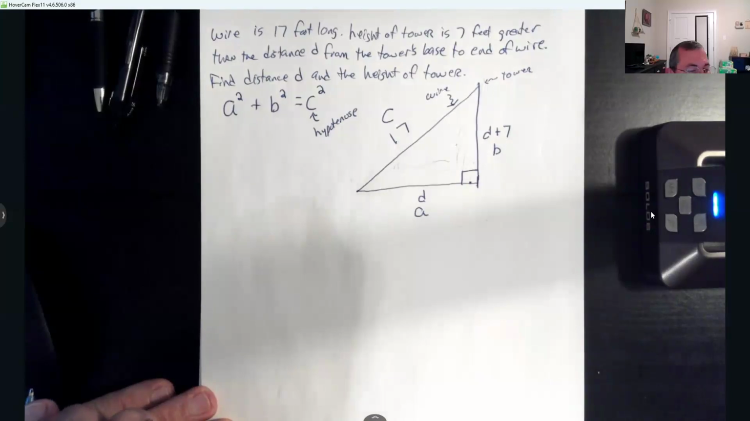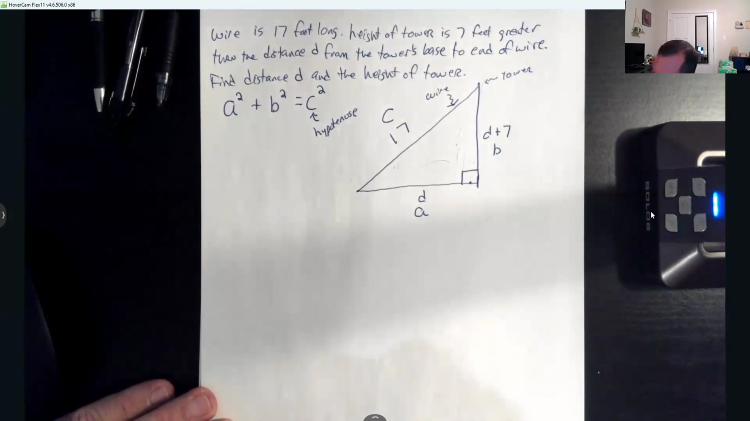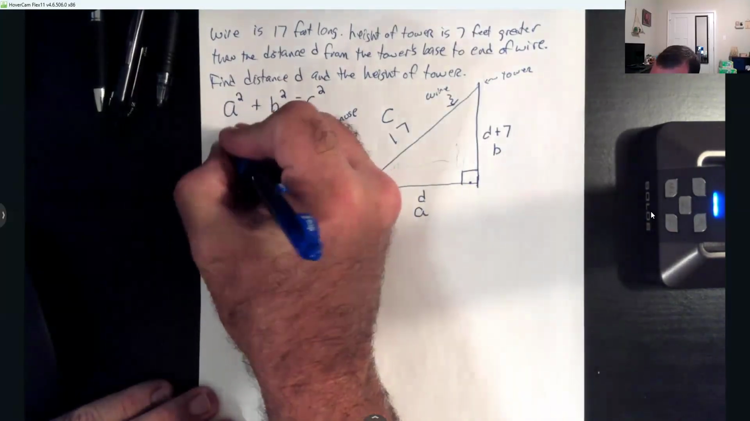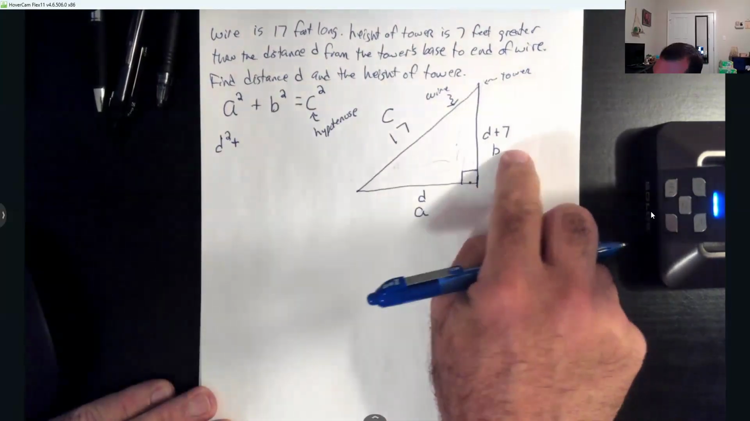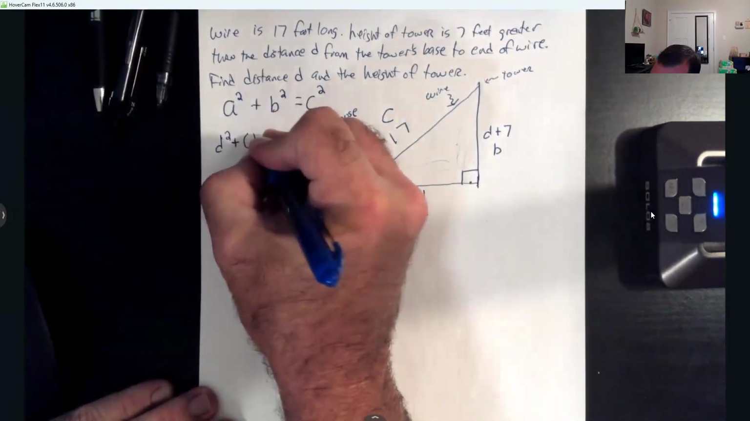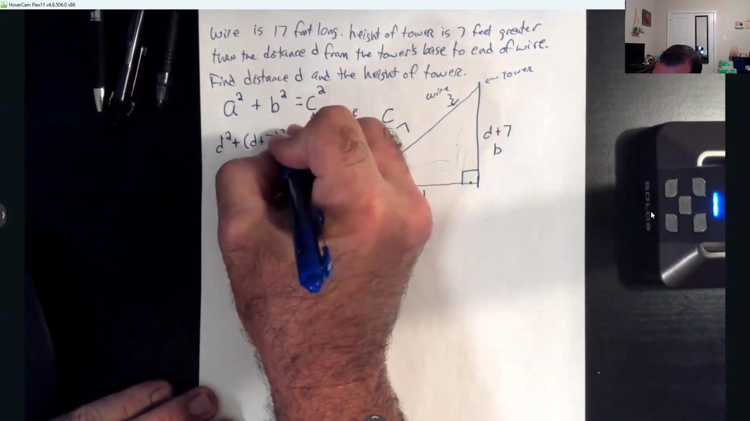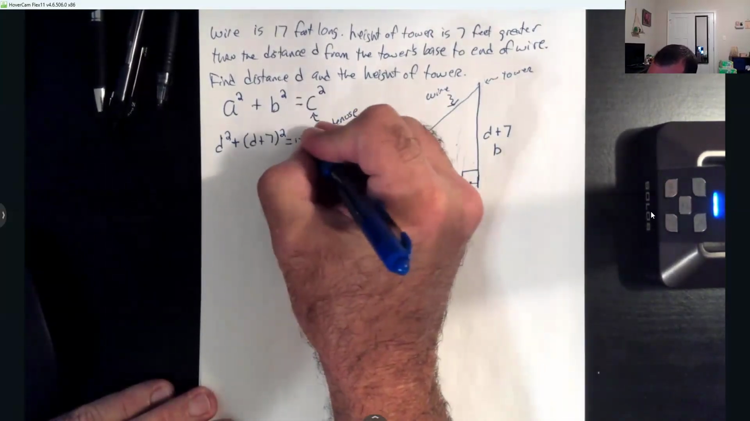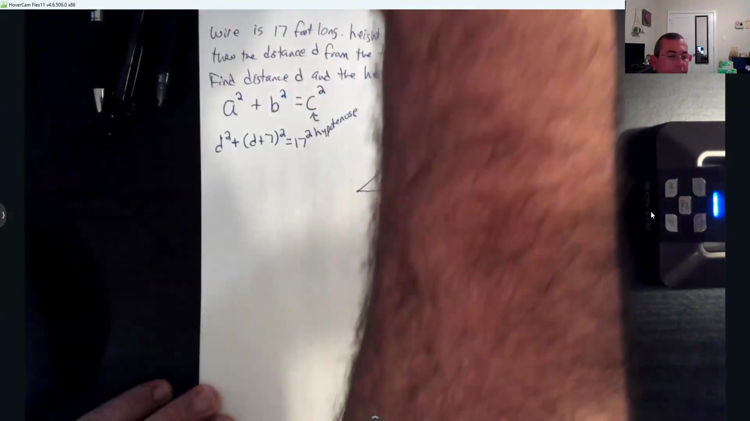All right, y'all. So let's go. Nat, you're on the right track. Good job. So I have my A, which is D squared, plus B, which is D plus 7 squared. That's going to equal C squared, which is our 17.